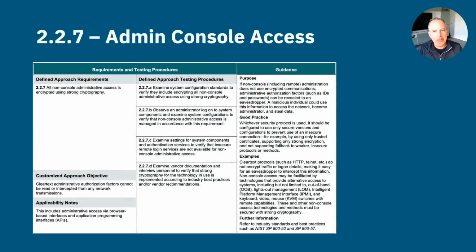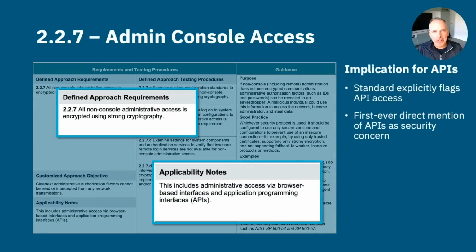Starting with 2.2.7, which states, all non-console administrative access is encrypted using strong cryptography. I bring this one up as this requirement explicitly mentions APIs. In fact, it's the first time the data security standard has flagged APIs specifically. In this case, the requirement highlights that encrypted admin console access is required not just for browser-based UIs, but also for application programming interfaces or APIs. So it's a pretty straightforward requirement. And of course, all our application communication should be done over encrypted channels.